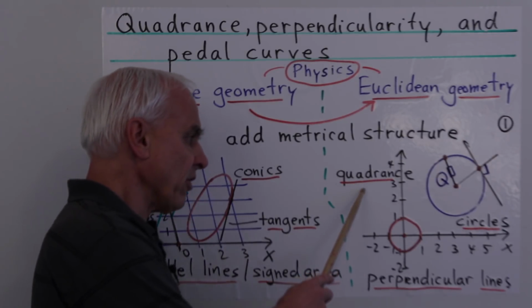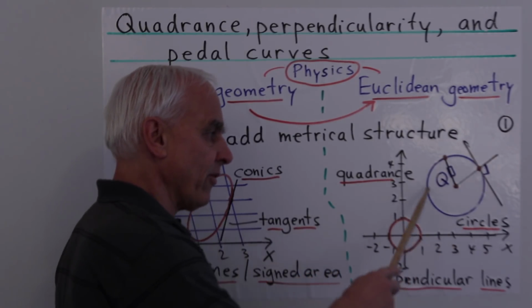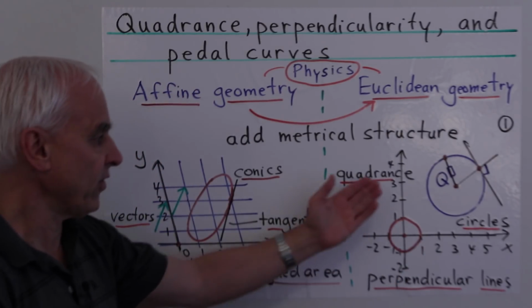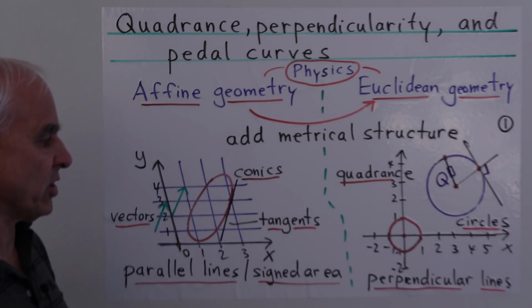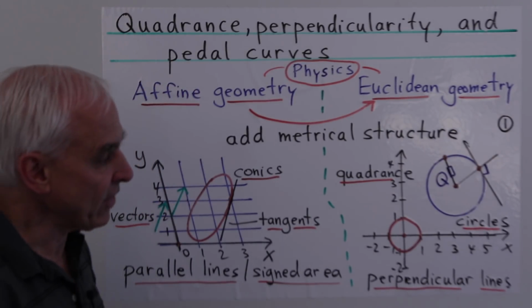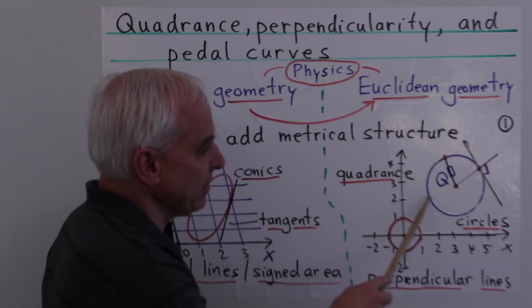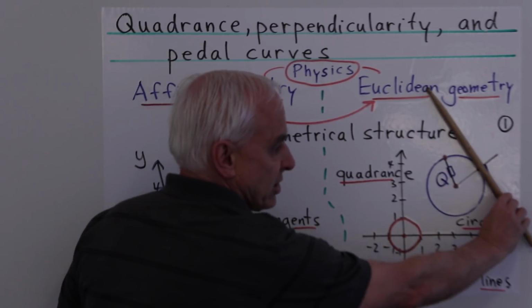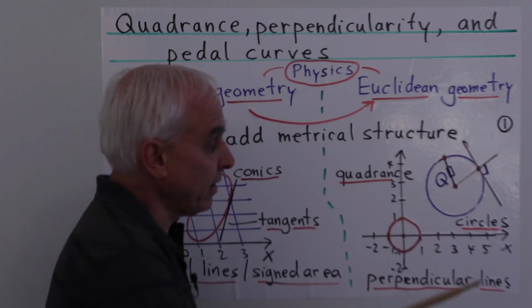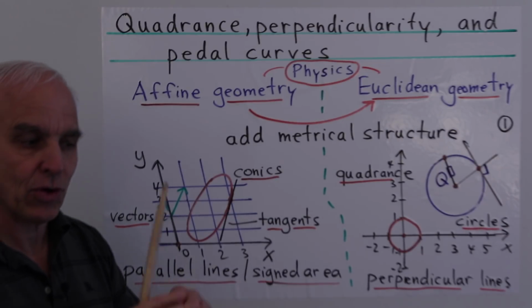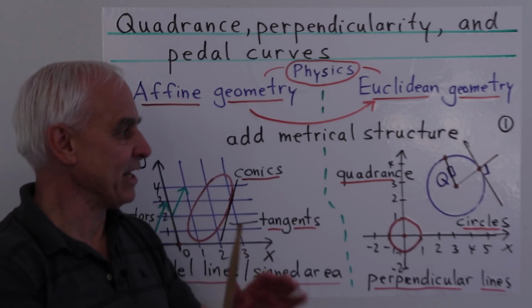Once we have quadrants under our belt, we can talk about circles, which are now special types of conics that come into focus in this metrical situation. And we can talk crucially about perpendicularity. That's actually quite connected with the idea of a circle, because if you have a radius of a circle and a tangent at that point, then necessarily the radius and the tangent are perpendicular. So the circle kind of embodies perpendicularity.